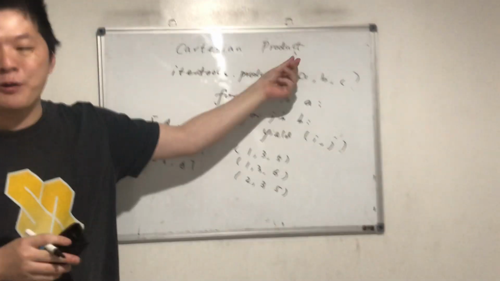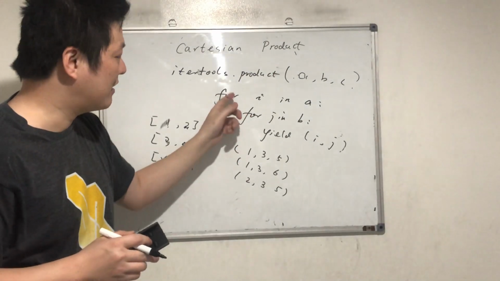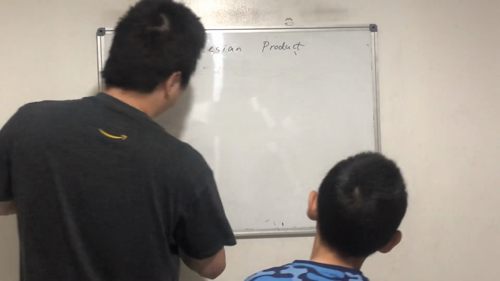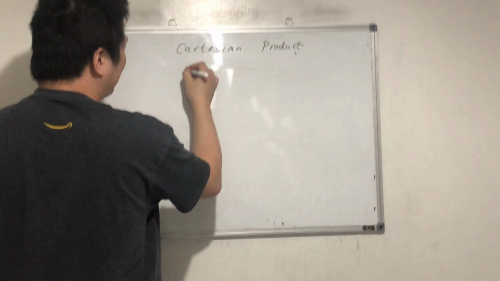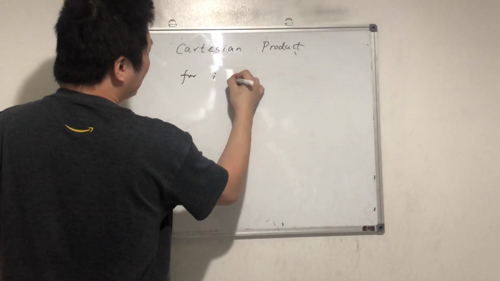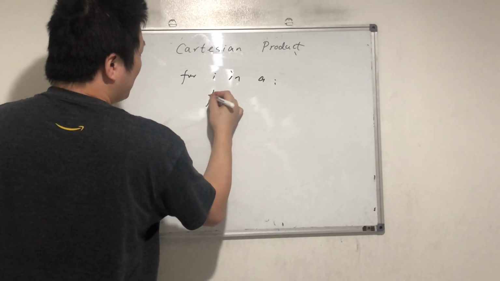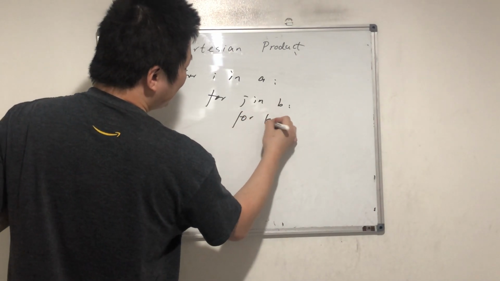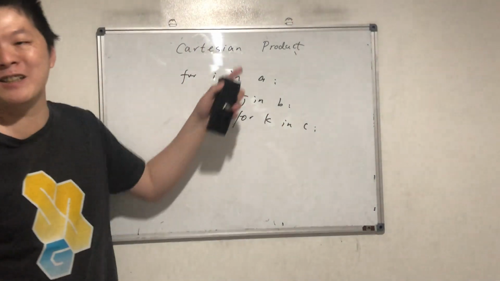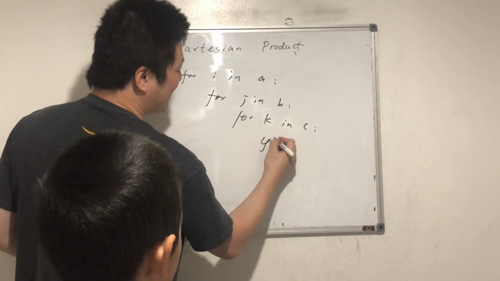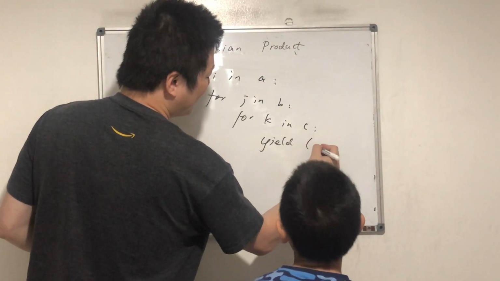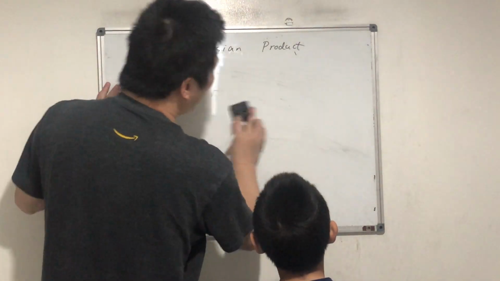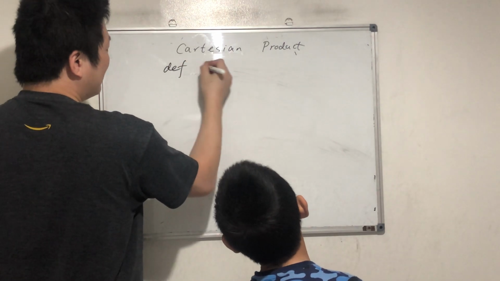So how do we implement this product supporting a variable number of lists A, B, C, D? How can we do this? If we're supposing there are 3, we can do this: for i in A, for j in B, and then for k in C. If you already know there are 3, you can do this and then yield i, j, k. That's it. But we are not sure how many of them. So how can we do it? Define product.